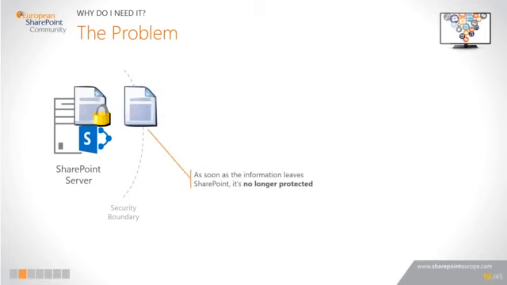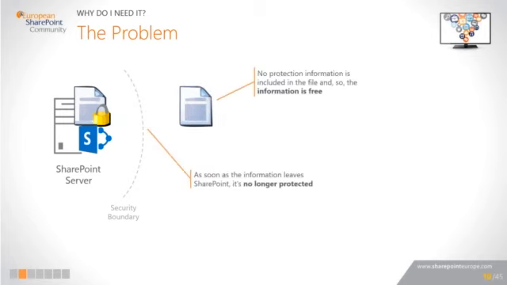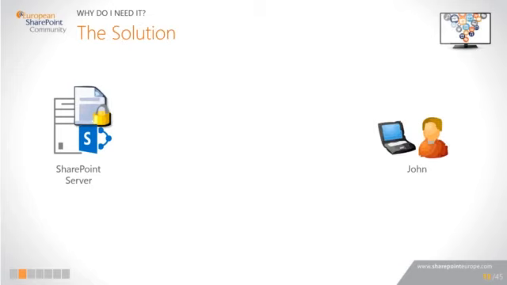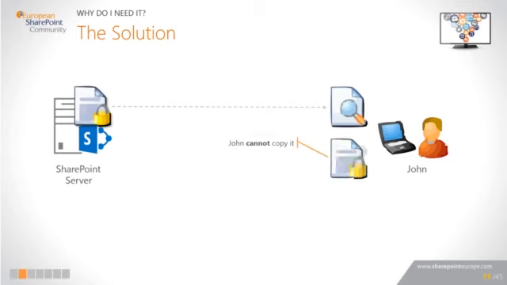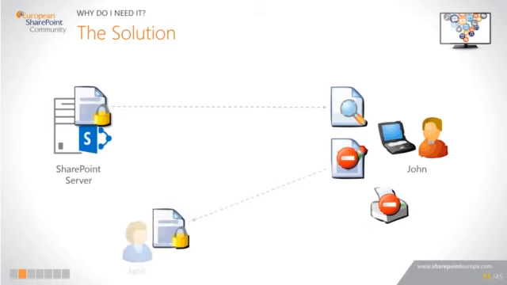In short, our document is only protected while it rests in SharePoint. As soon as it leaves its security boundary, it's no longer protected because no protection information is included in the file. IRM is meant to solve this. So with IRM, John is still able to download the file and view its contents, and that's okay because we want him to do that. But with IRM, we can prevent it from being copied and edited and printed and sent to Jane. Or even if Jane gets hold of it, she won't be able to access its contents.